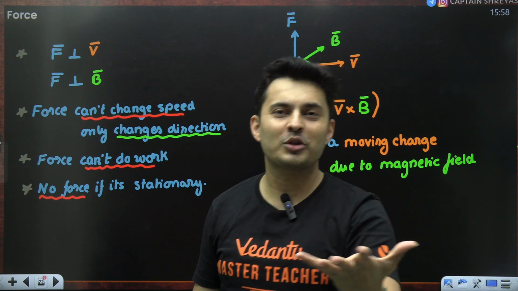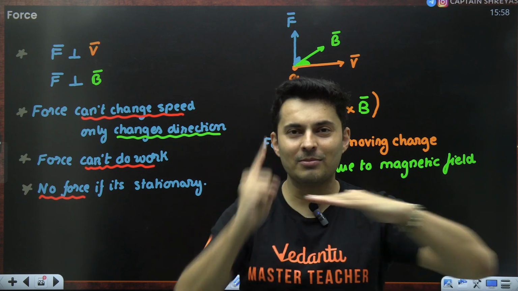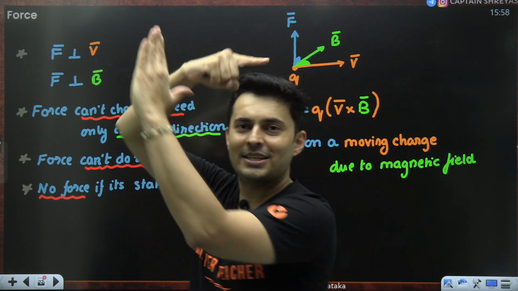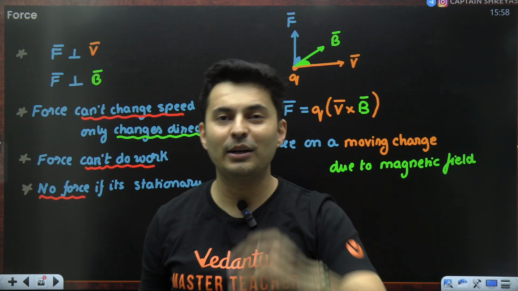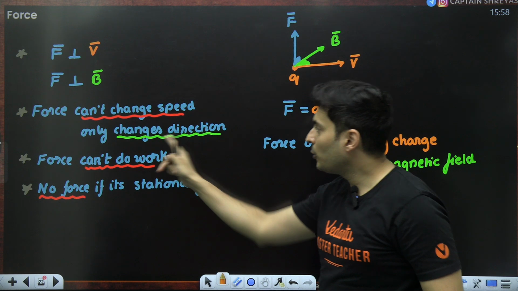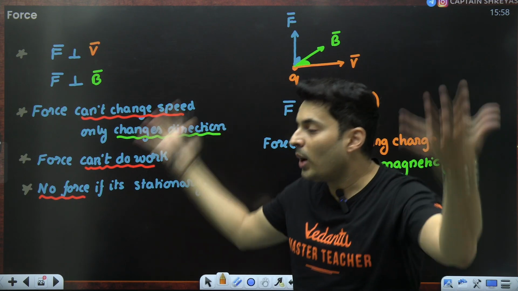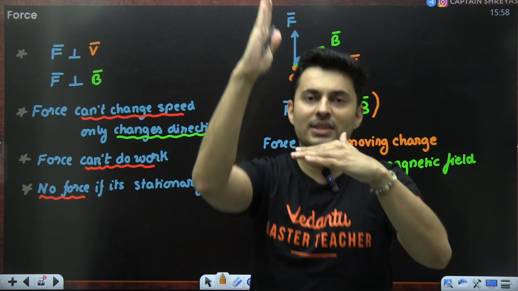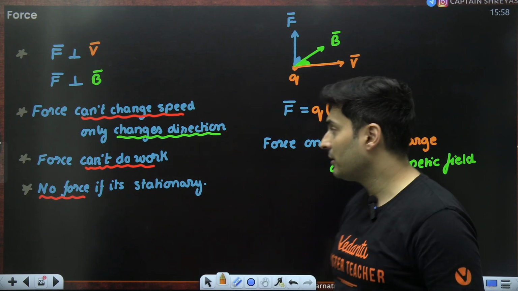So what does this force do? Only one thing, only changes the direction. So if this force comes, a particle is going, zoop, it will just change the direction of it. But it can't accelerate it or decelerate it speed-wise. So it can't affect the speed, but it can only change the direction, and this is because it can't do work. Why it can't do work? Because the force and the displacement are perpendicular to each other.